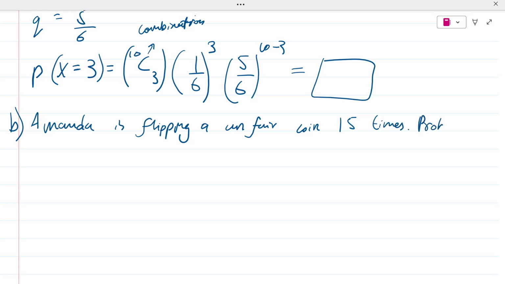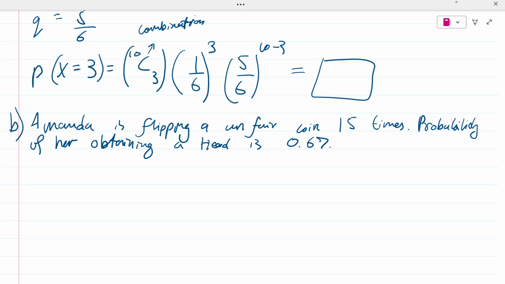Now look, the probability of her obtaining a head is 0.67, right? 0.67. That was the meme. Okay, never mind. I wasn't trying to write it as a meme. It just kind of slipped in the flow. So the probability of her obtaining a head is 0.67, right?